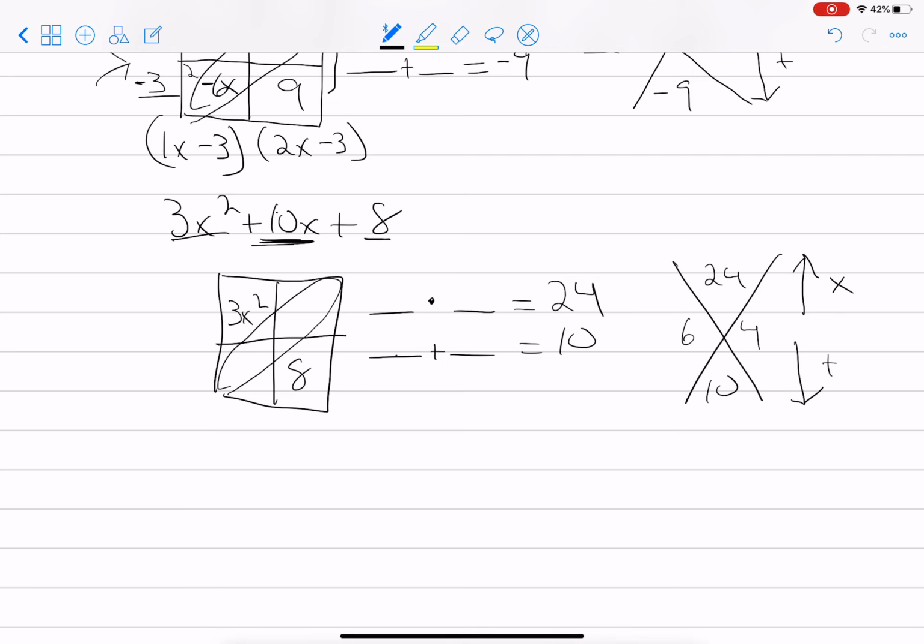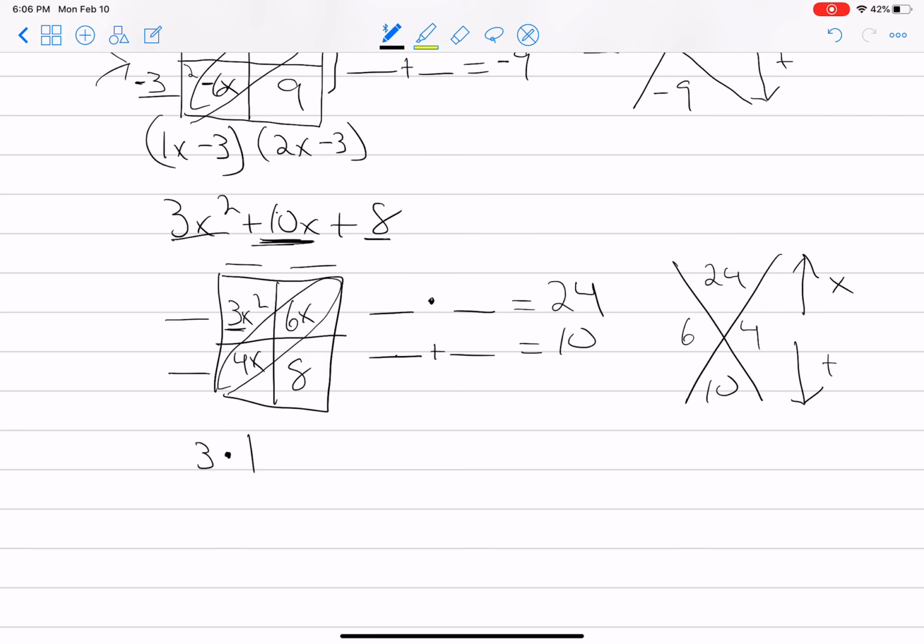All right, so now I know that this has to be a 6x. This has to be a 4x. I am in business. Now I just got to do a little thinking. There's only one set of options to get something times something that equals 3: 3 times 1. So it's just a question of where does it make most sense to put the 3, and where does it make most sense to put the 1.